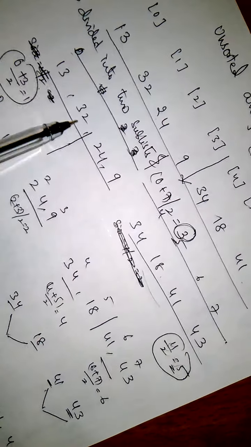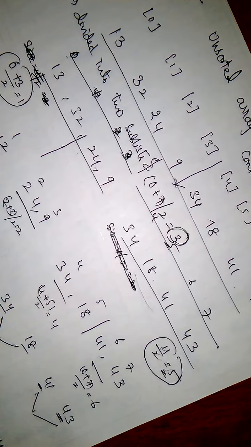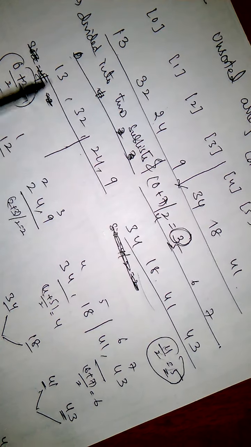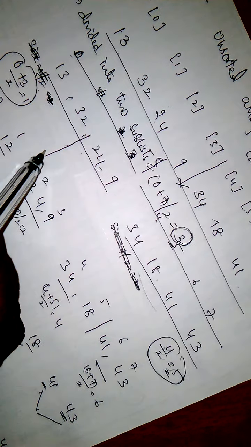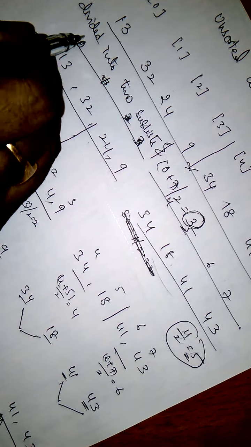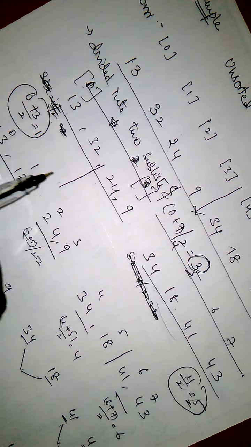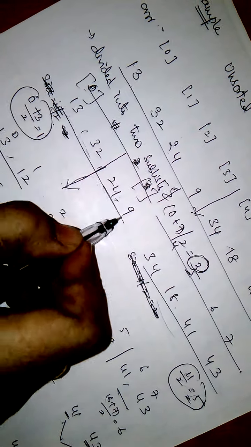Now in the next step, we'll continue the same process, repeating the same procedure until we get a single element in the list. Again we have to partition this sublist into further sublists, and this one also. So what I am doing: 0 plus 3, divided by 2, what will you get? 1. So we divide like this. This is one sublist, this is another sublist.